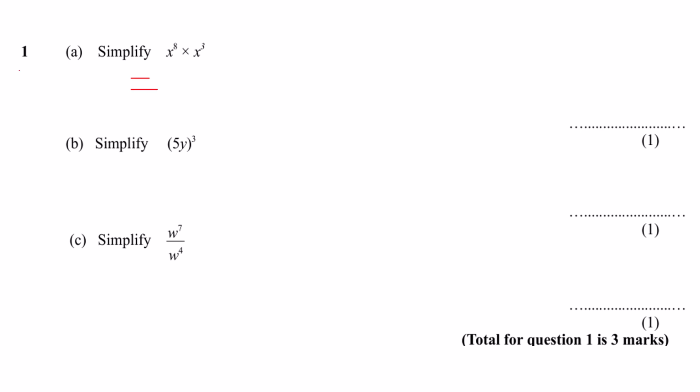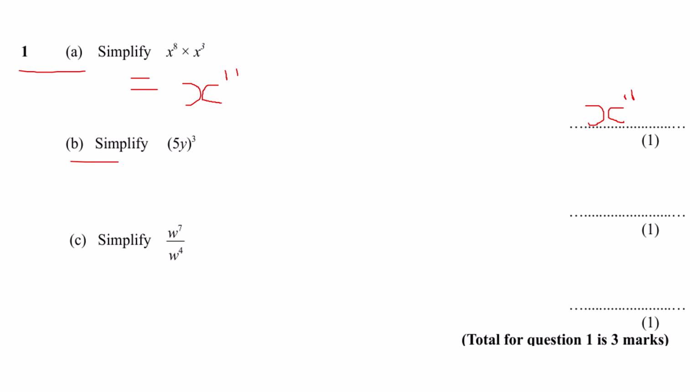Okay, so question 1a, we're asked to simplify x to the power of 8 times by x cubed, or x to the power of 3. So when I multiply, guys, with the same base, I'm going to add the powers. 8 plus 3 is 11, so it's x to the power of 11.